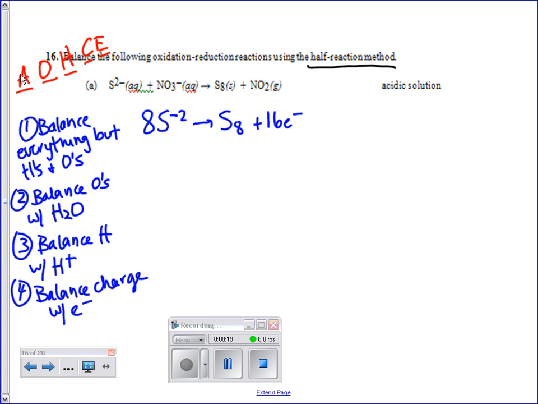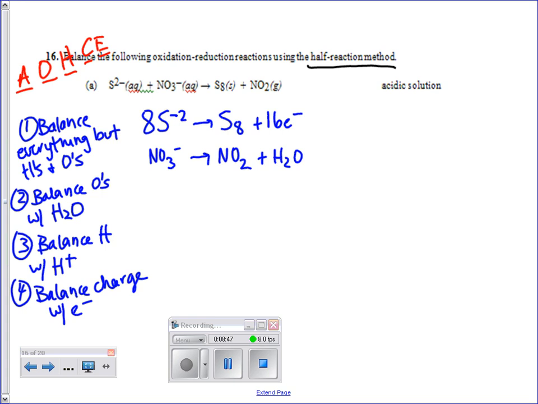We are going to take down a nitrogen, NO3, going to NO2. Anything that has that element that's reduced or oxidized in it, we pull down. So now we're going to balance everything but H's and O's. Done. Balance O's using water. How many, what side? 1 water here gives us 3 O's on both sides. Balance H using H pluses.